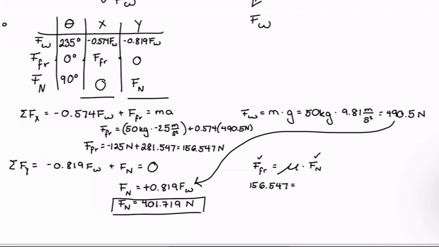So I'm going to substitute this in over here. 156.547 equals the coefficient times 401.719. Therefore, this divided by 401.719 is going to get me a friction coefficient of 0.389. And that is how we solve this problem.